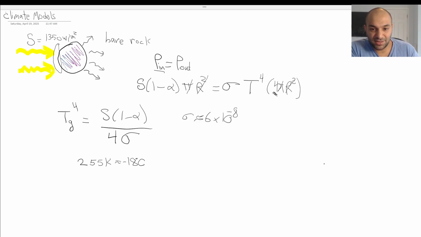So we can actually refine the model and get something like this. So we have this. The Earth is here. And then we have the incoming radiation.